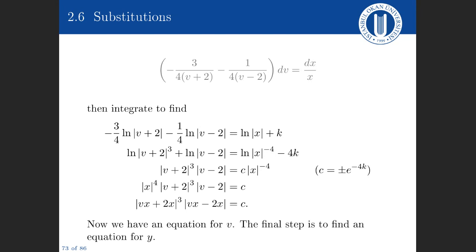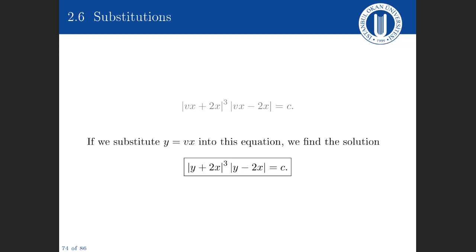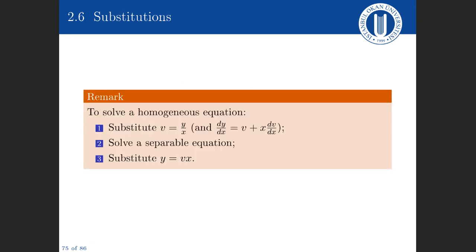Now that we have an equation for v, there's one more step that we need to do. We need to substitute in again and get an equation for y. Now we're going to replace every vx by y. So here's a vx and here's a vx. Replace these by y and we get our solution. Absolute value of (y plus 2x) all cubed, times absolute value of (y minus 2x), is equal to a constant. And that's it. That's all we're doing.